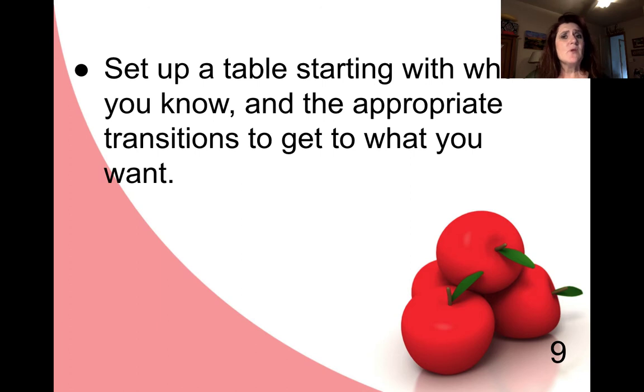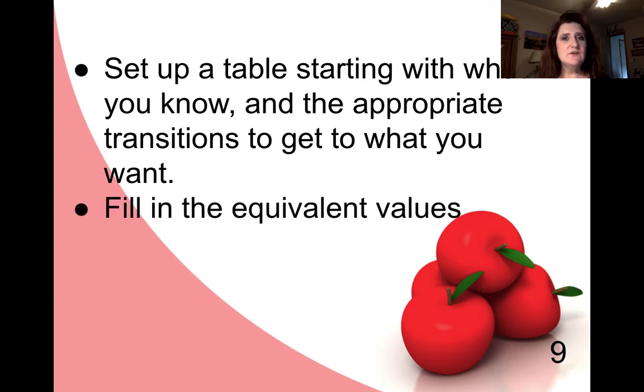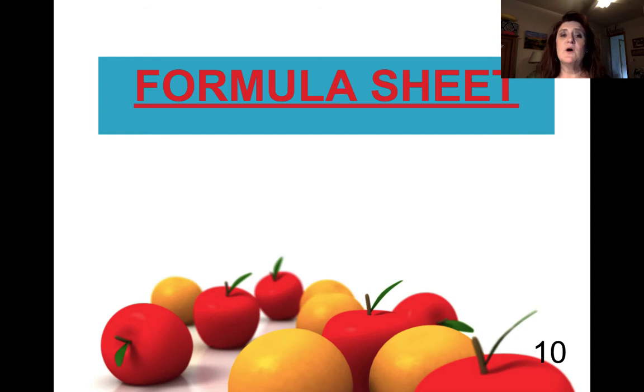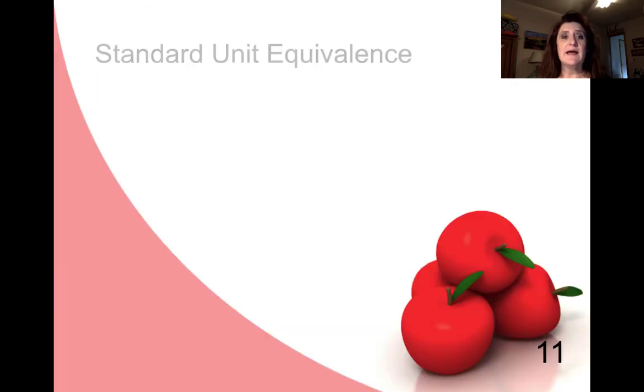So when you set up a table, you start with what you know and the appropriate transitions to get to what you want. Then you fill in those equivalent values in one mathematical step. If you have a calculator like I told you to, you're going to multiply across the top and consistently divide across the bottom. So on a formula sheet, you need to add standard unit equivalents.